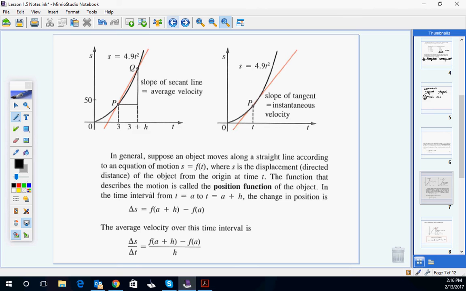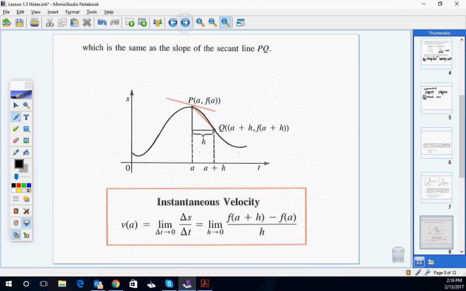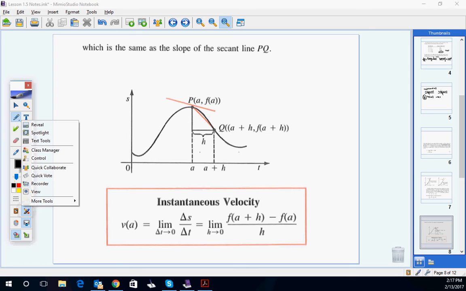All right. In general, suppose an object moves along a straight line according to the equation s equals f of t. Then the average velocity over this time interval would be that, which we're familiar with. We just used it. What you guys want to have down, you can write this down if you want, is the instantaneous velocity example. And this is just kind of showing it from a different type of curve. I'll pause the video if you want to copy this down. I know it's in your book, but instantaneous velocity.